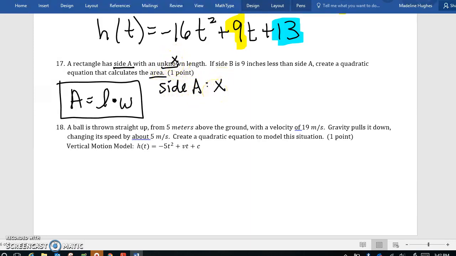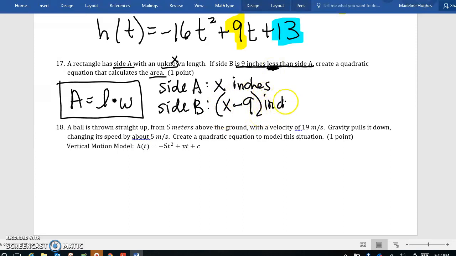We'll say x inches, because we're dealing in inches. Okay, so then our side B says is 9 inches less than side A. So if side A is x, 9 inches less would mean we subtract. We're going to write x minus 9. And since that's an expression, I'll put it in parentheses.